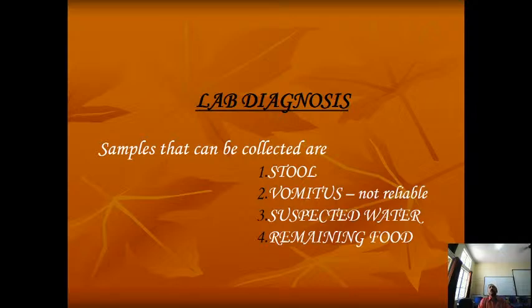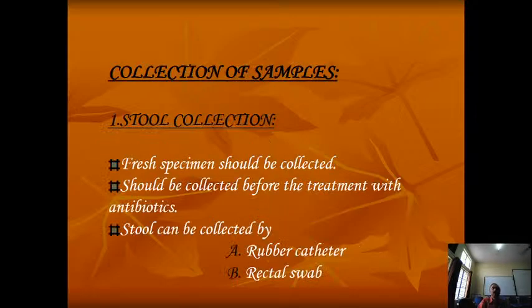What do you do for lab diagnosis? Lab diagnosis should be from either one of the fluids which is coming out, that is stool or vomit. Also it should be from the suspected water or food that the person has consumed. The stool sample should be a fresh sample, collected before the patient takes antibiotics.